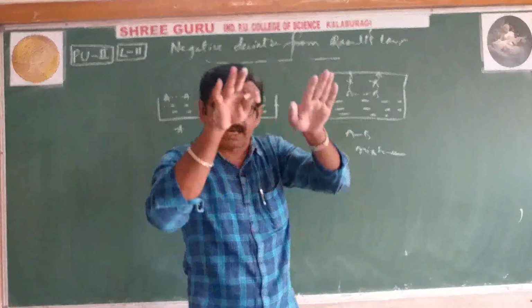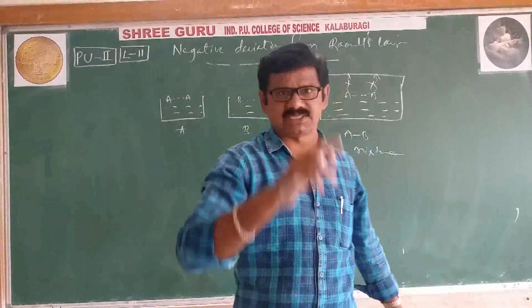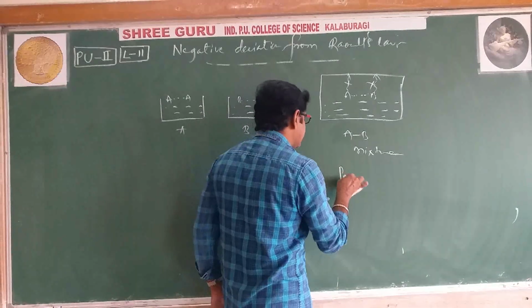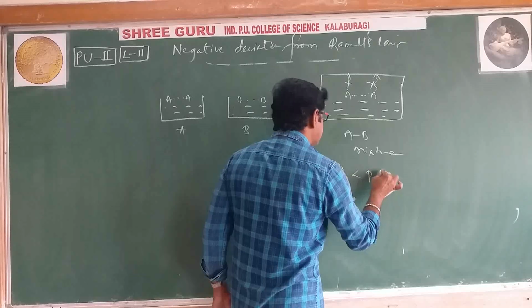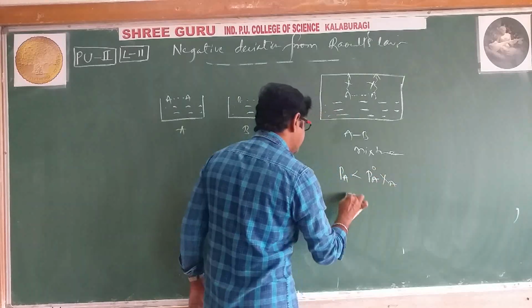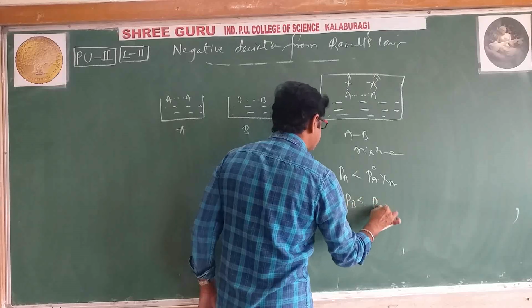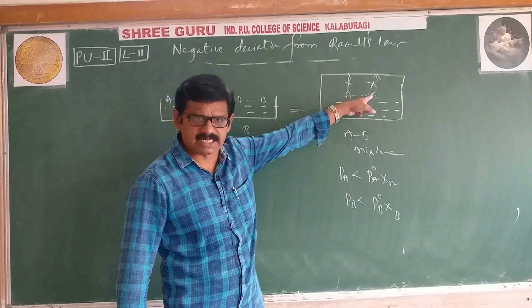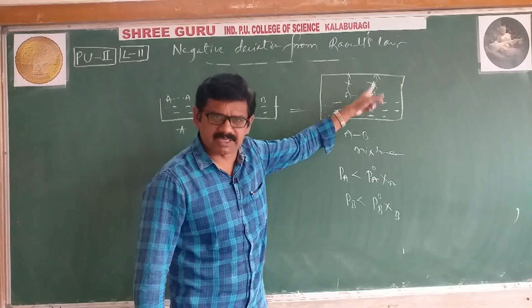Automatically vapor pressure also less only. Vapor pressure is decreasing. That's what we will write here: PA less than PA not XA, and PB less than PB not XB. Here vapor pressure is decreasing. Try to understand, vapor pressure is decreasing.